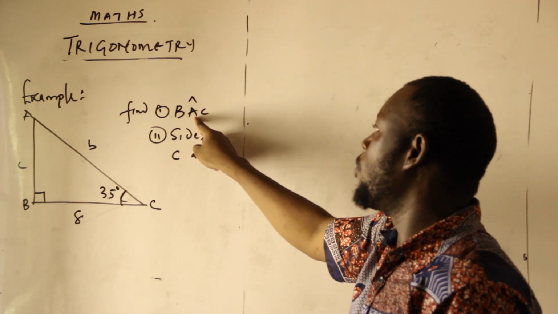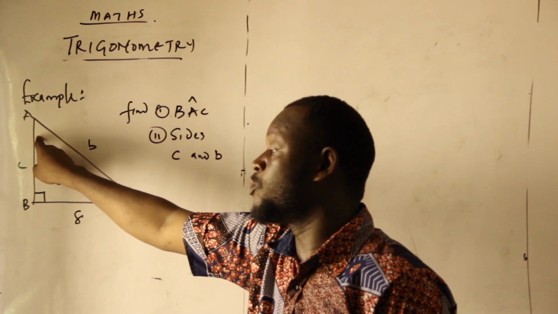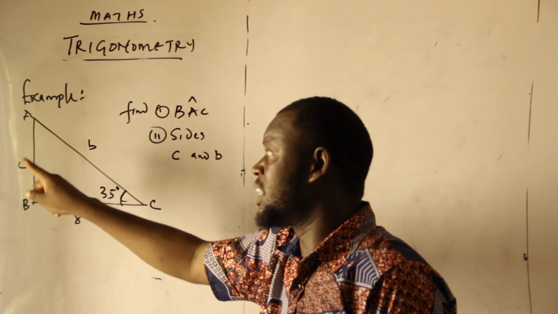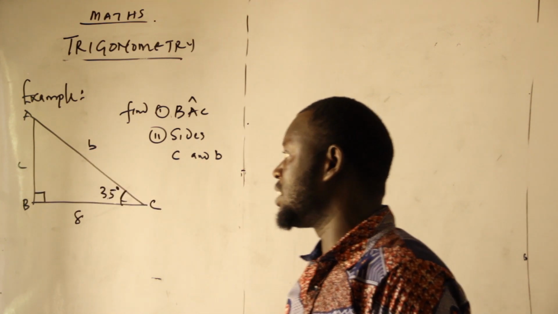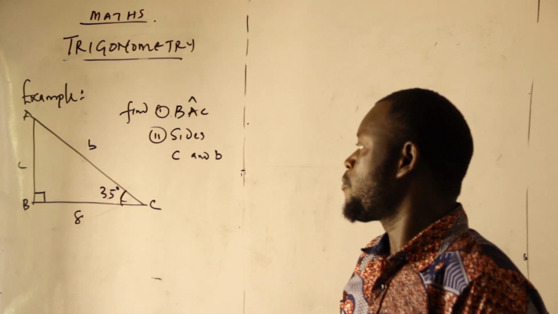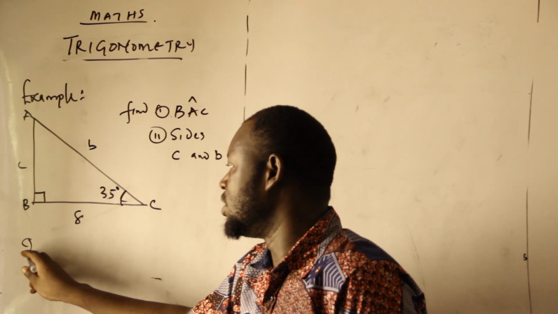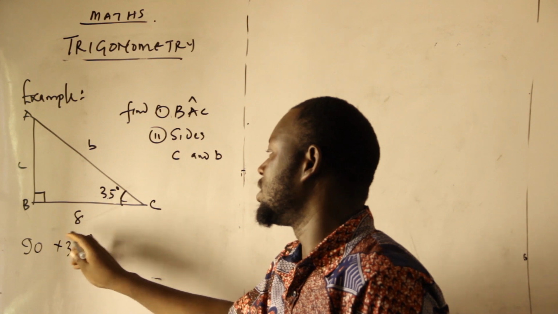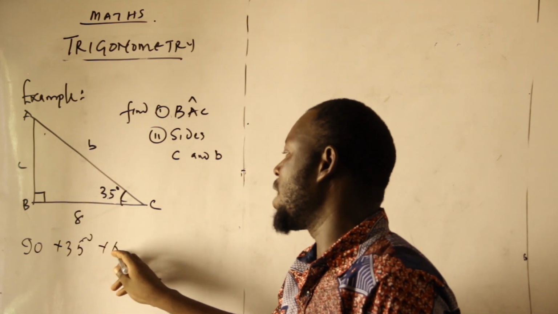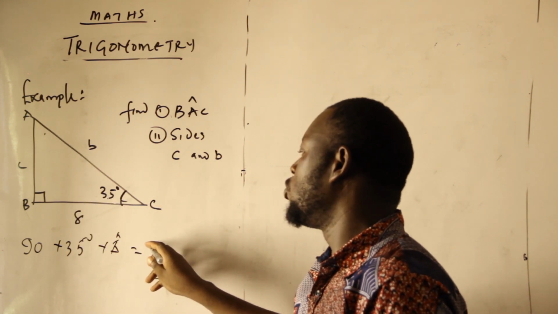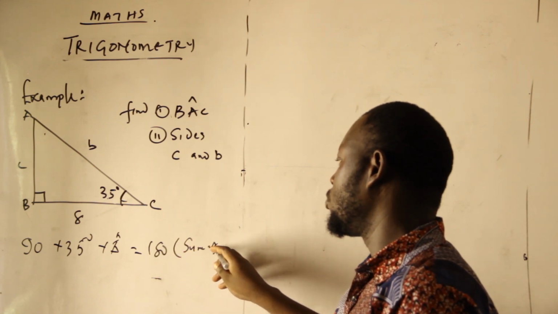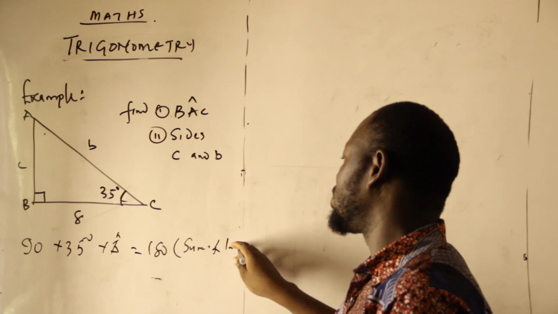We are looking for angle BAC. That means this angle. Well, I think I've actually answered this, but I will take it again. So we have to solve for this. How do we go about that? This is obviously 90 degrees. If you add it to 35 degrees and add it to angle A that we are asked to solve, it is going to give you 180 degrees. You know the sum of angles in a triangle.